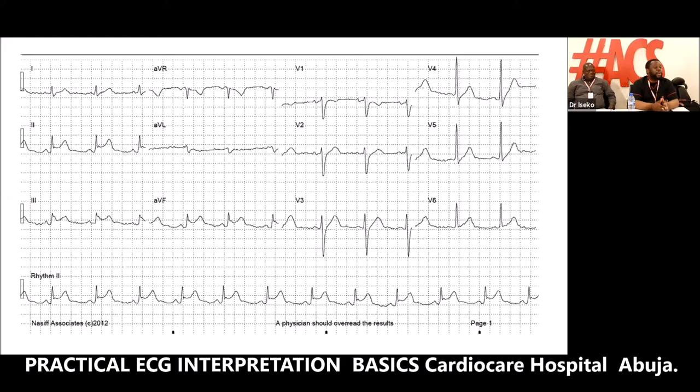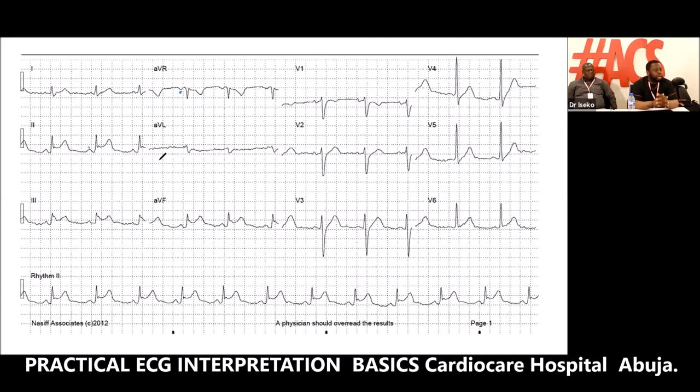The P wave, is it upright in lead 2? Yes. Is it upside down in aVR? Yes, it's upside down in aVR. The RR intervals, are they equal? Almost. After every P wave, is there a QRS? Yes. What is the axis? Lead 1, is it positive? Positive. aVF, is it positive? Positive. So the axis is normal.